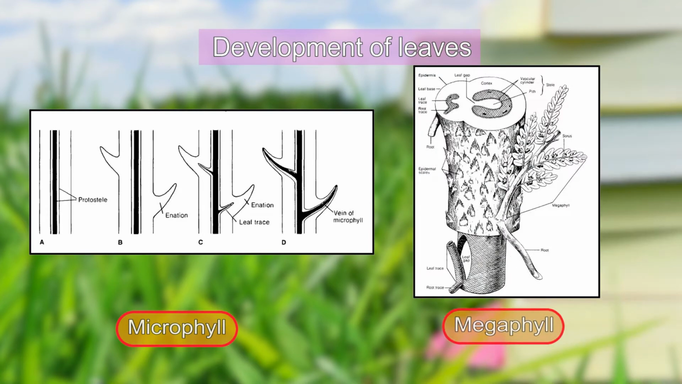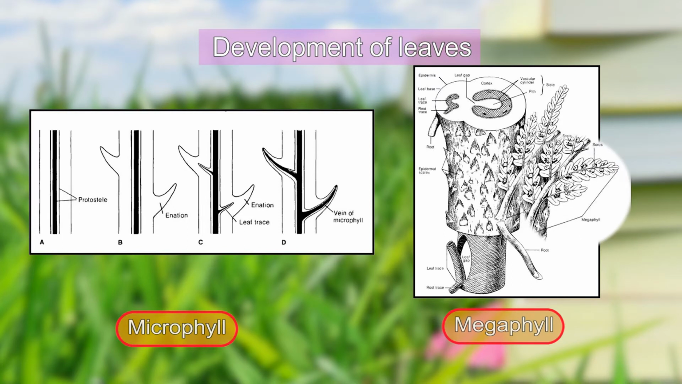In the case of megaphyllous leaves, the leaves are large and compound. The midrib that is present is dissected and prominent leaf gaps are there. For example, Marsilea. Here we have a picture of the megaphyll. These are megaphylls in which you can see the midrib is dissected and the leaves are compound, and they are comparatively larger as compared to the microphyll.